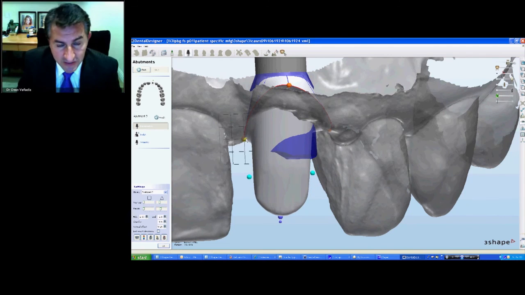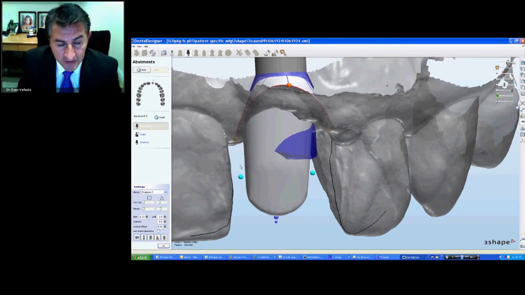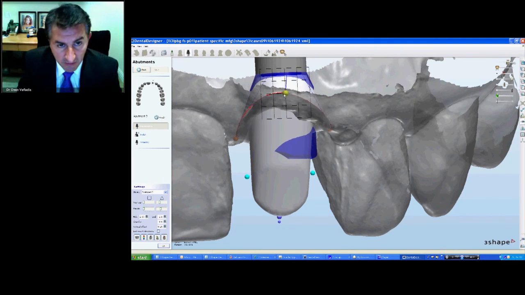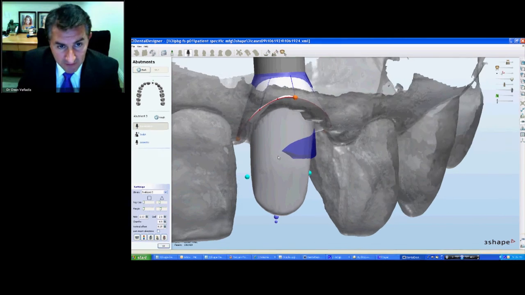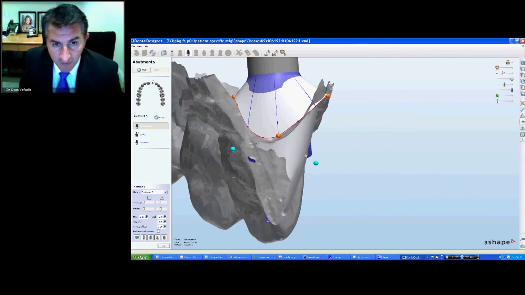Then we can reduce the axial wall, which will give us a wider platform, increase the mesial floor, and then decrease the axial wall there. That's going to give us a lot of support. Now, if we look at the facial margin, it can go up or down, and those are the millimeters. You see it's 2 millimeters deep there, and now it's 1 millimeter deep, and now it's 0.7 deep. And again, that's going to change the profile of the tissue.